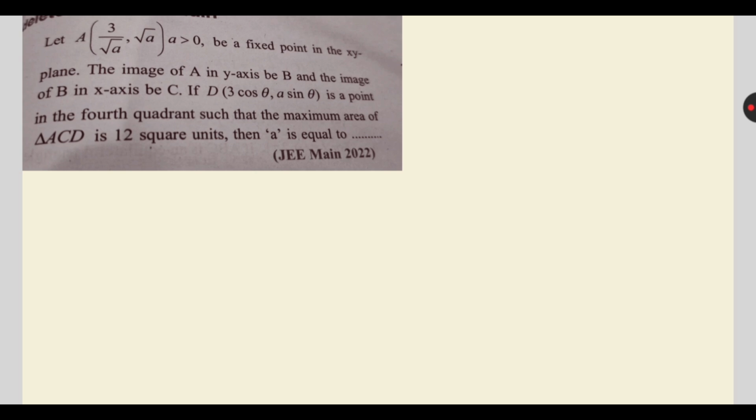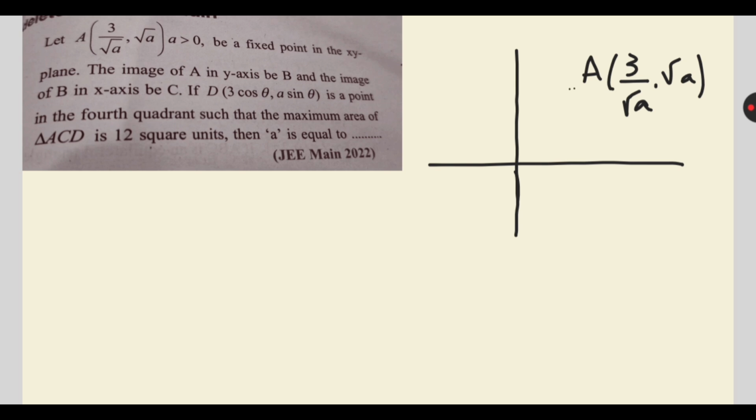Let A, 3 over root a comma root a, with a greater than 0, be a fixed point in the xy plane. Let's draw the diagram. So this is the xy plane and the a value is greater than 0. So where should it be greater than 0? Always the first quadrant is greater than 0. That means the A point should be in the first quadrant. So let's take the A point in the first quadrant. This is the A point.